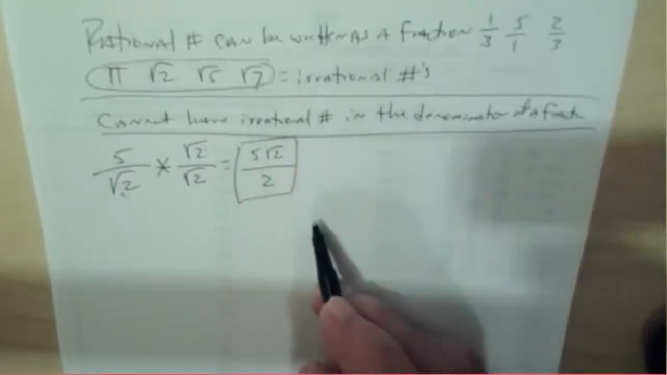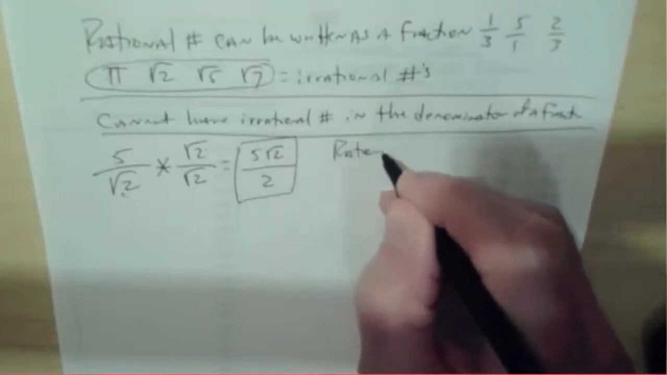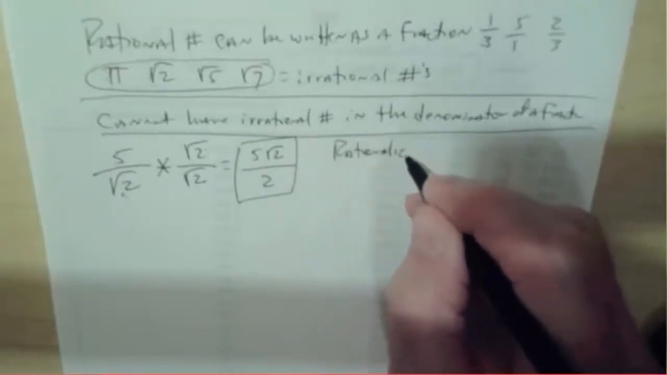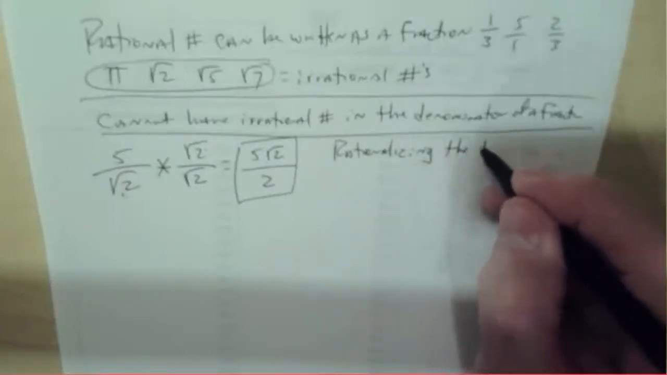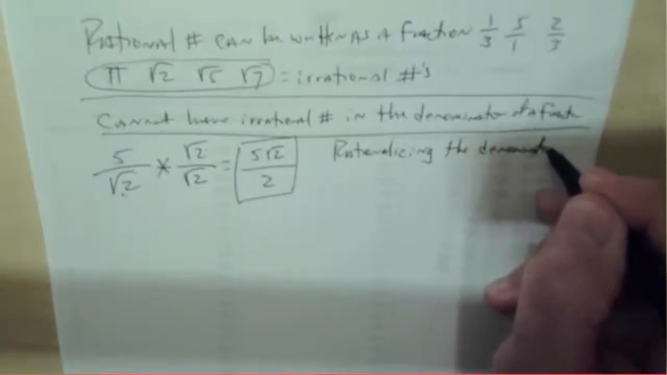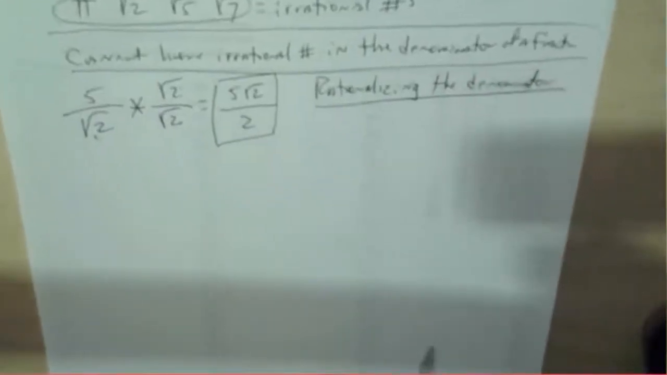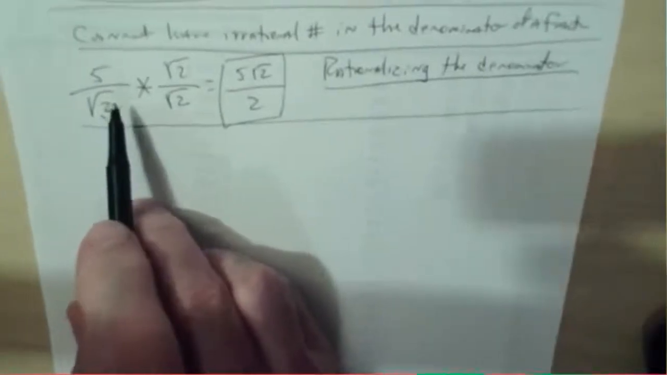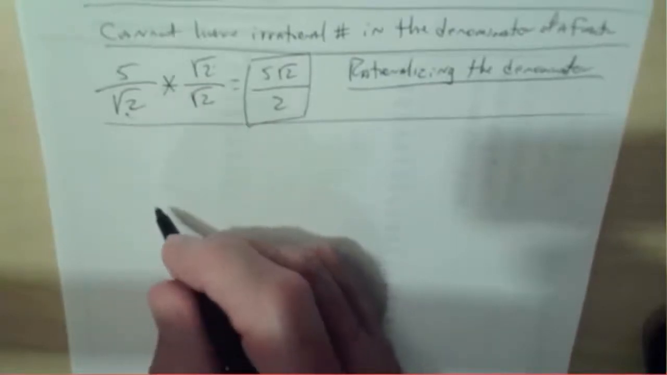This is called rationalizing the denominator. And remember, the denominator is the one on the bottom. Okay? This is an irrational number, we cannot have that. Somebody figured that out a long time ago. Wouldn't you love to find them and strangle them?